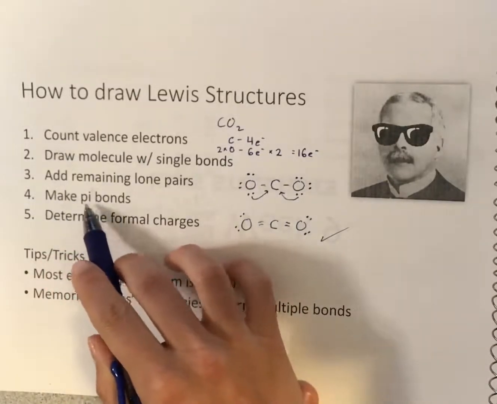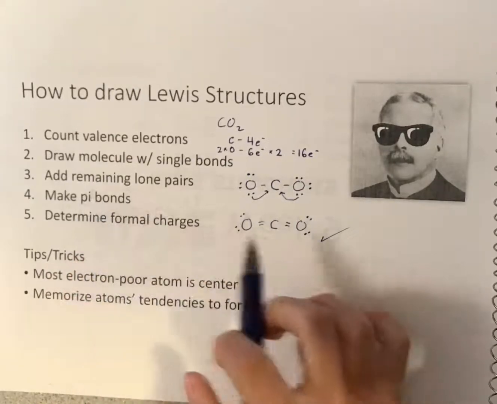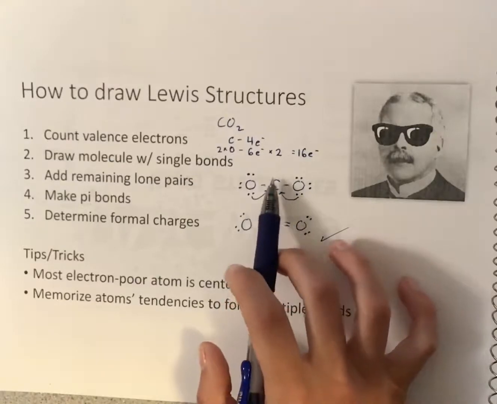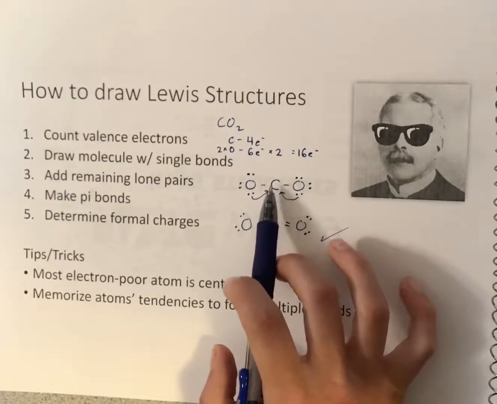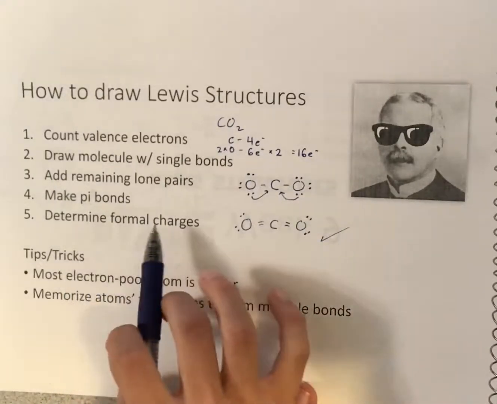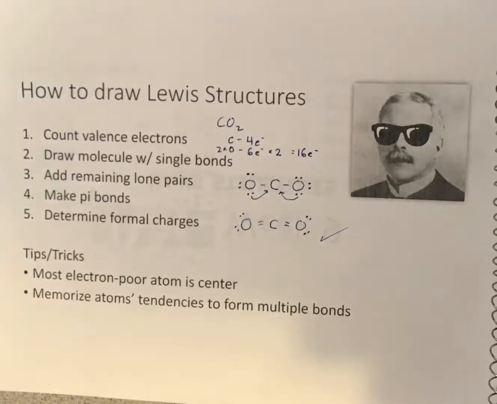Pi bonds, those are going to be double and triple bonds. So that step was just taking some lone pairs and giving them to atoms that are lacking in electrons. And then finally we'll determine formal charges, because sometimes you might come up with more than one Lewis structure, so you need to see which one is correct.